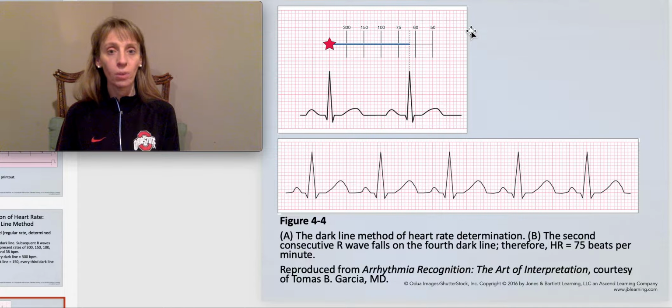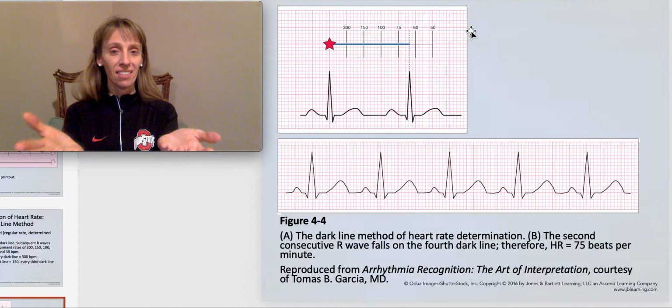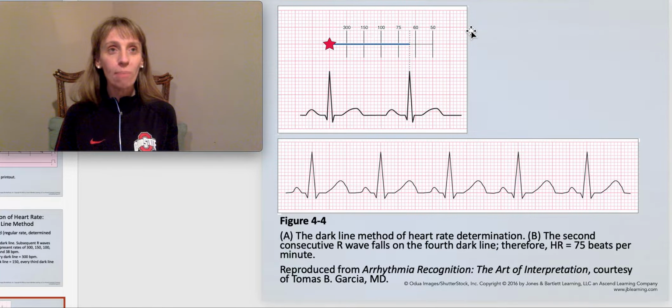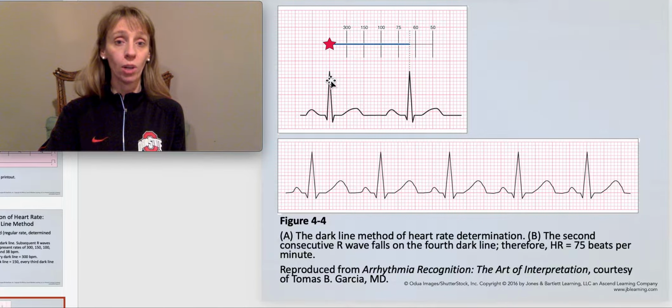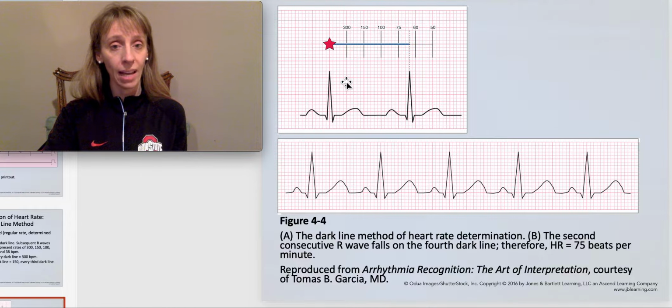So here's the pink paper with the bold lines. Obviously in this example, they're all being printed on the bold lines. But that's going to be our starting point. So that star serves as where we're going to start counting. I don't count that as 300. I'm going to count the next bold line as 300.